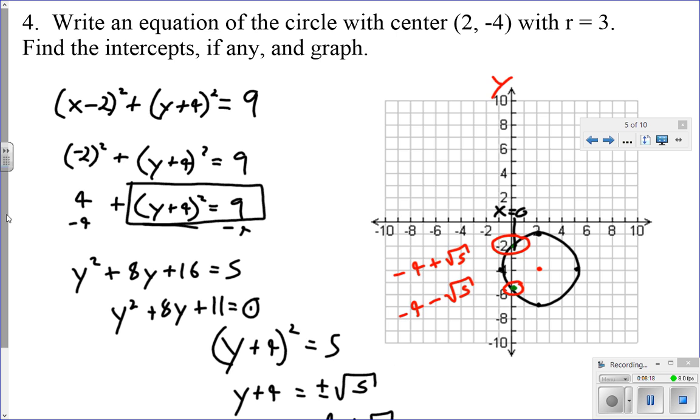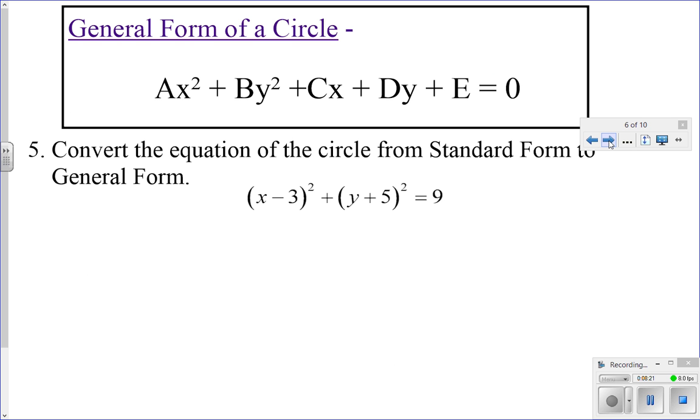All right, let's go to our next example, 5. So our general form of a circle is ax squared plus by squared plus cx plus dy plus e. Notice x and y squared terms first, then you have your linear, non-squared terms, and you have your constant, and it's all equal to 0. That's what we're going to refer to as our general form. Our standard form is given here in 5 as x minus 3 squared plus y plus 5 squared equals 9. And what we want to do is now put it into general form.